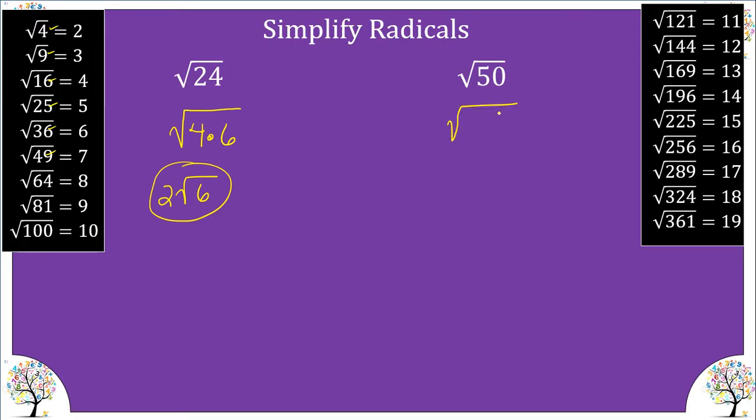The square root of 50, we can see that 25 can divide into 50. 25 is a perfect squared number. 25 times 2 gives me 50. The square root of 25 is 5, so 5 root 2.